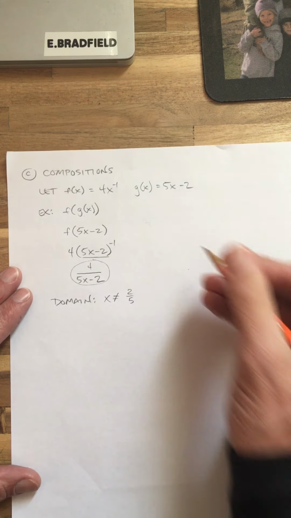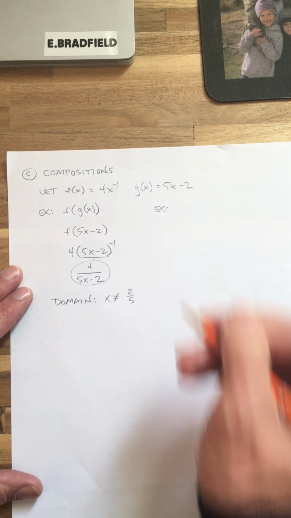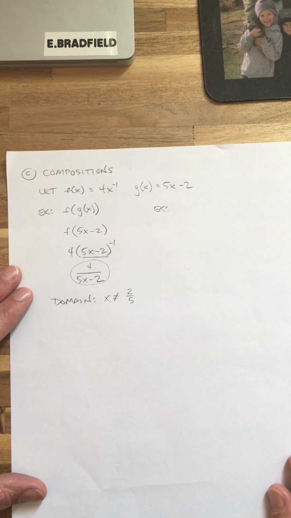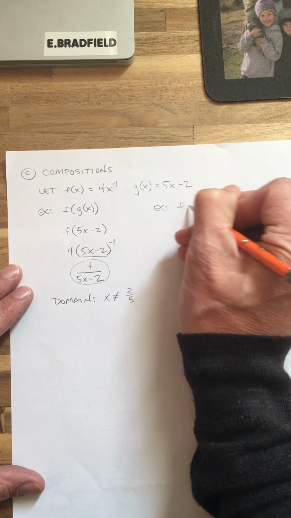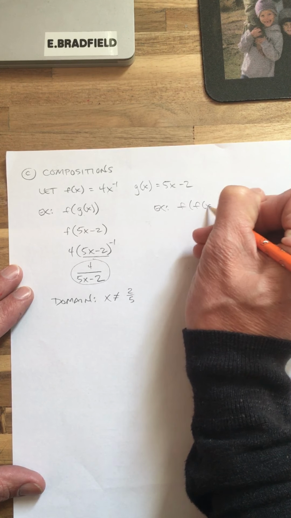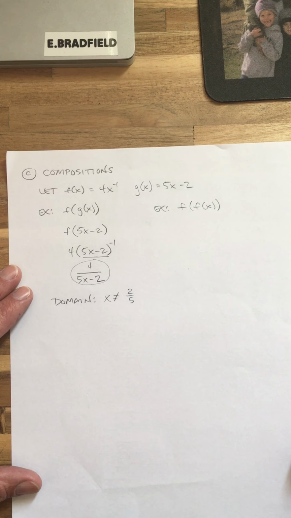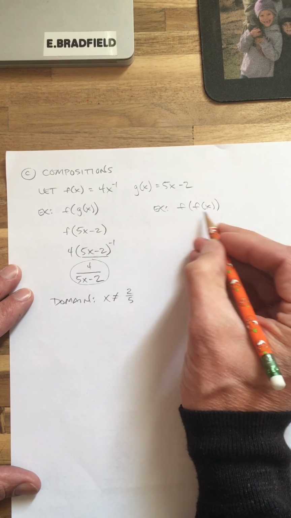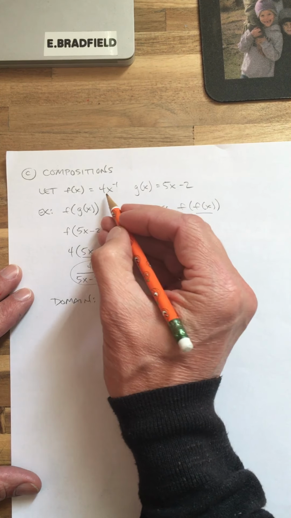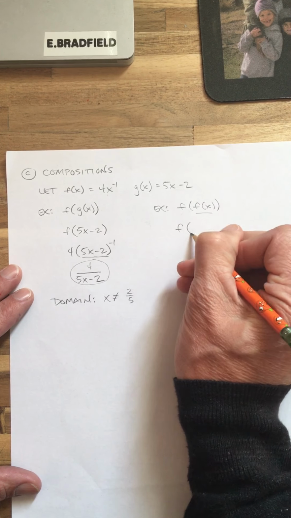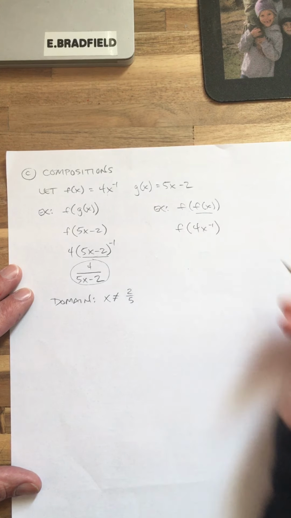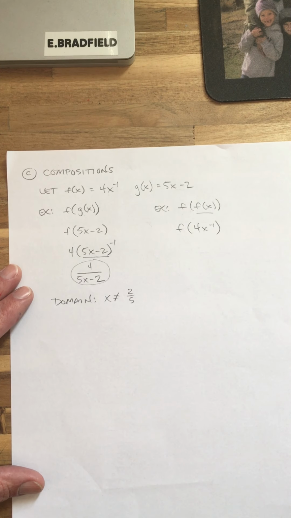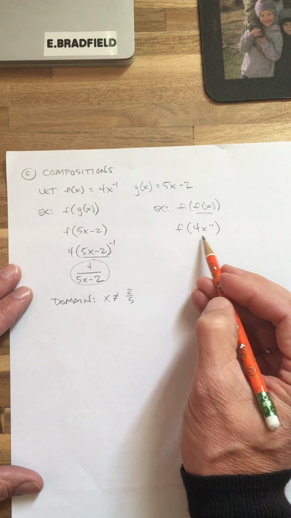Let's try to squeak in one more. Let's see what we can do here. How about, let's compose f of x. That should be interesting. f of x. All right, so here we go. f of this, so f of x is that. So it's going to be f of whatever that is, 4 times x to the negative 1.